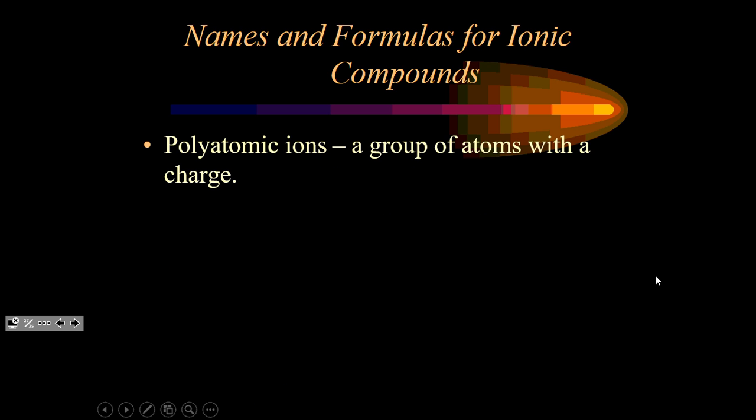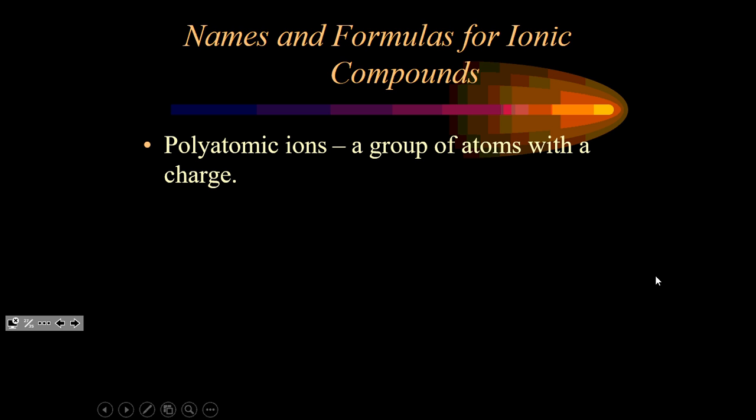Now, we also can have groups of atoms that have a charge. So we've got our simple monatomics, our more complex transition cations, and then we also have groups of atoms with a charge. And if you look on the back of your periodic table, you'll notice that's where we've listed the common cations and anions that we're going to run into in chemistry. So we've got our names and formulas there.